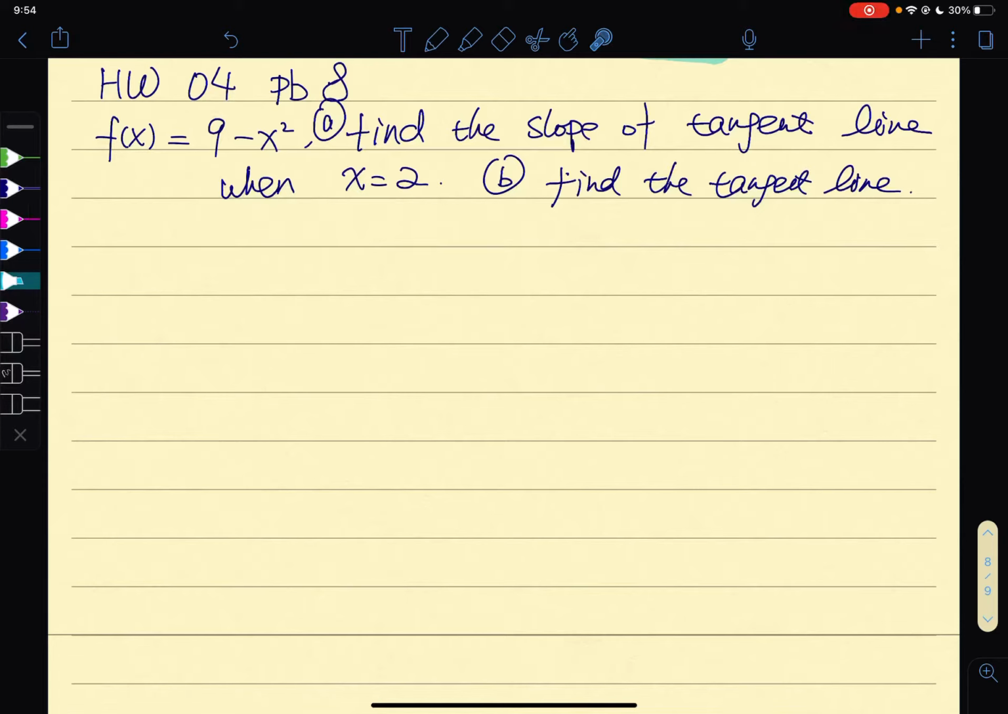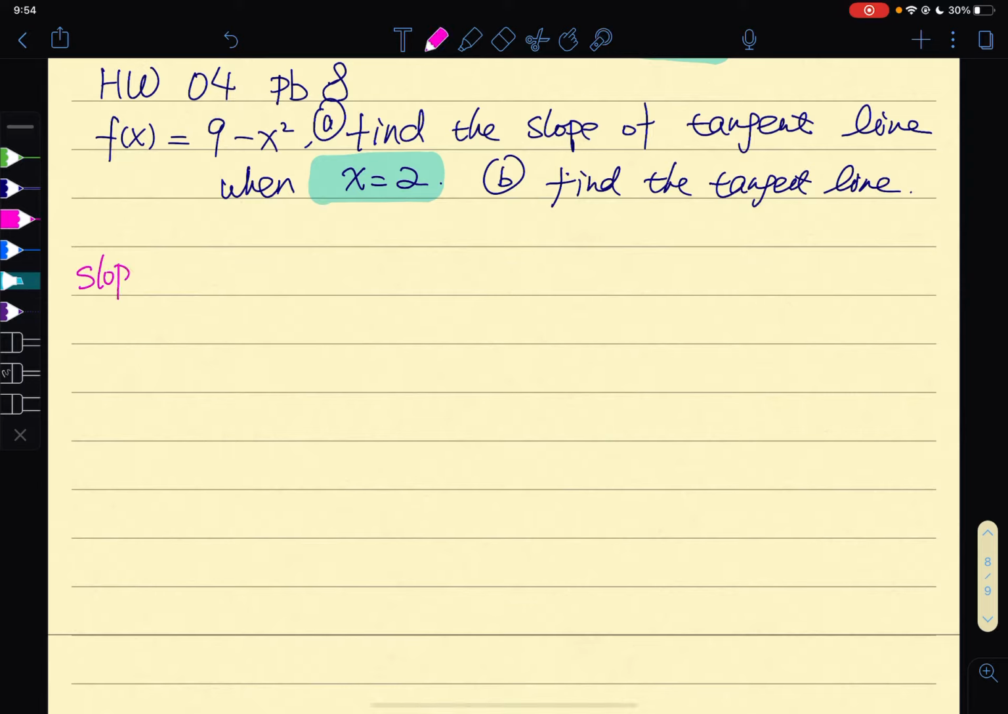In this problem, number 8, you have a function that's given to you and you are asked to find the slope of the tangent line, in other words, the derivative, don't forget, at the point x equals 2. So it's not talking about something very general. It talks about a very specific point. And then they say, once you know the slope of the tangent line, why don't you just find the tangent line? So let's go ahead and carry out my calculation.